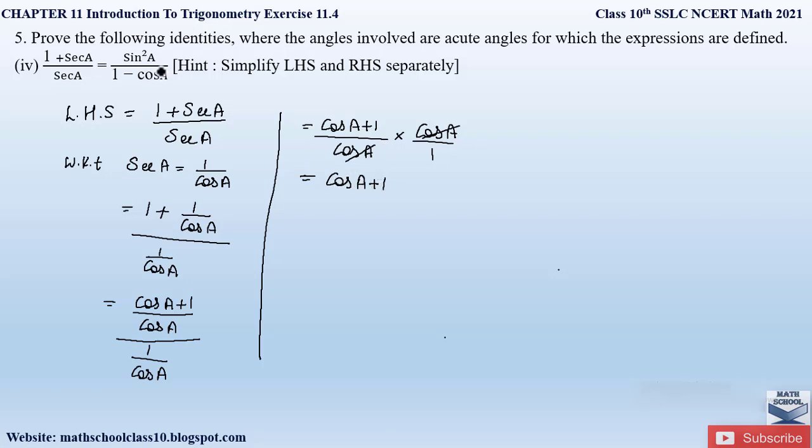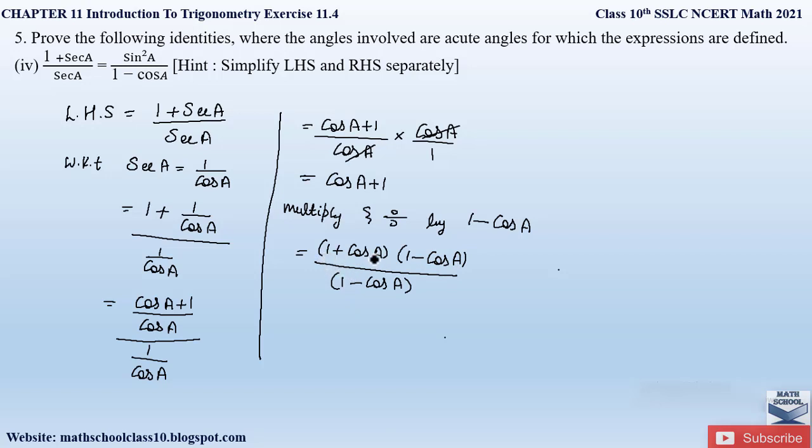Now here you can observe on the right hand side we have to obtain in the denominator 1 minus cos a. So let us multiply and divide here by 1 minus cos a. Okay, so multiply and divide by 1 minus cos a. So therefore here cos a plus 1 can also be written as 1 plus cos a. Now multiplying into 1 minus cos a and divided by 1 minus cos a again.